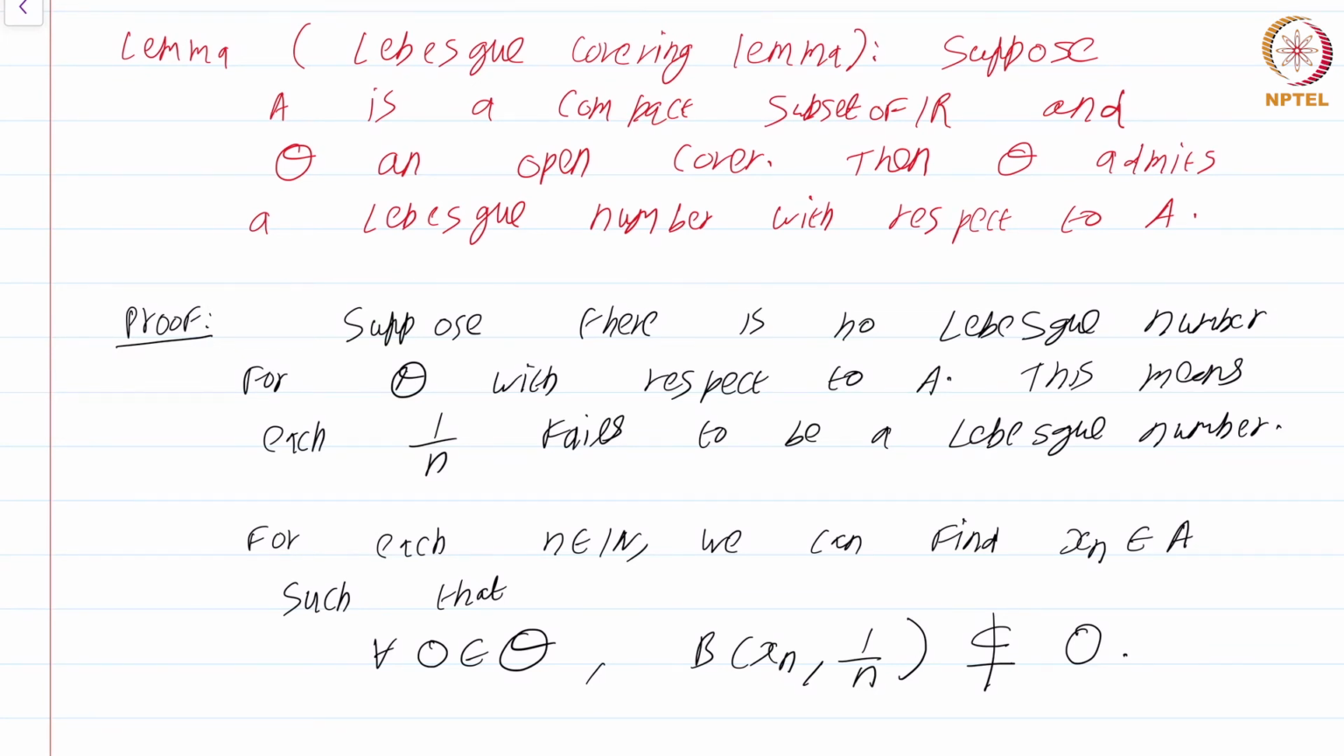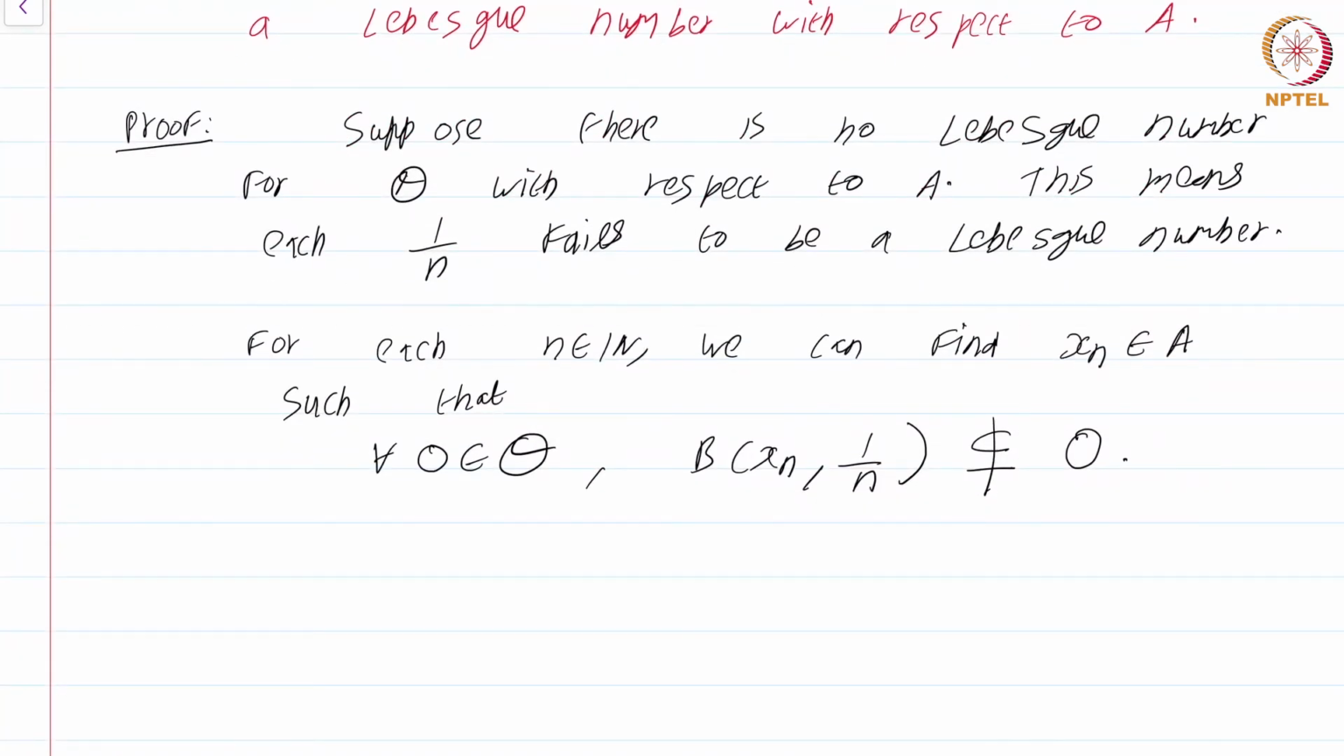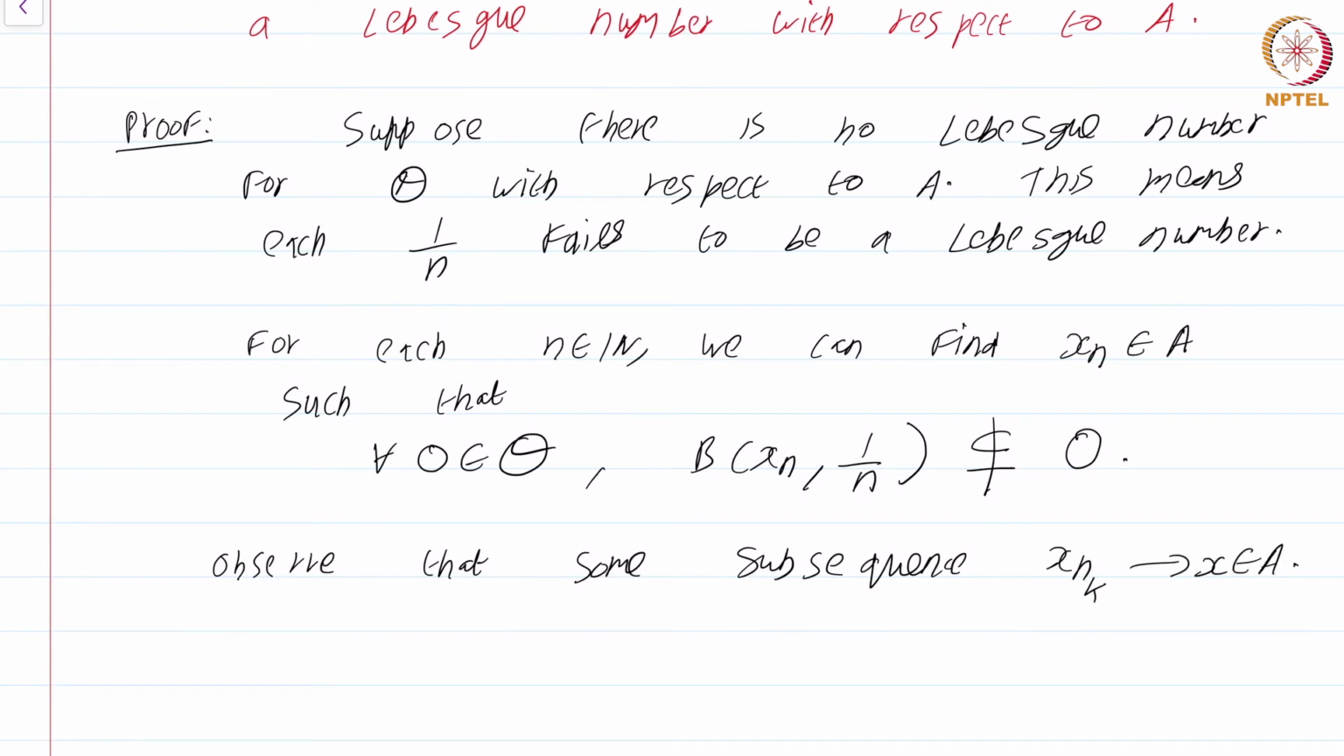Right. Now you can guess what's going to happen. Observe that some subsequence x_{n_k} must converge to x in A. Why? By compactness.